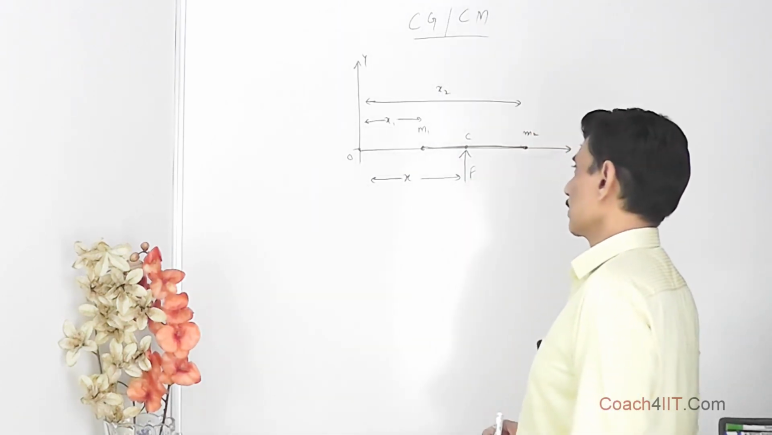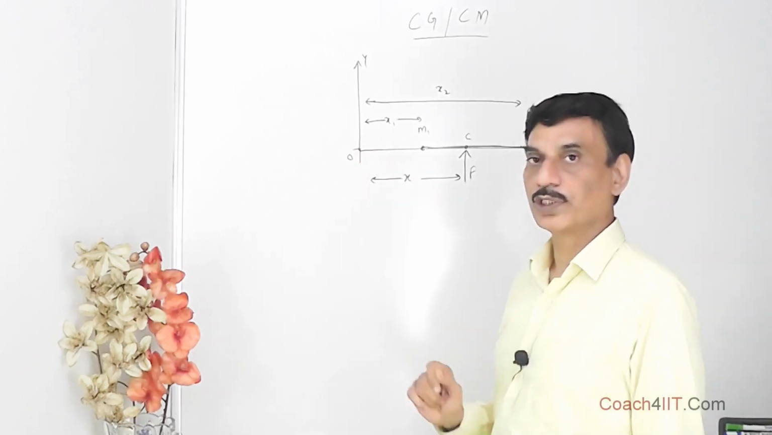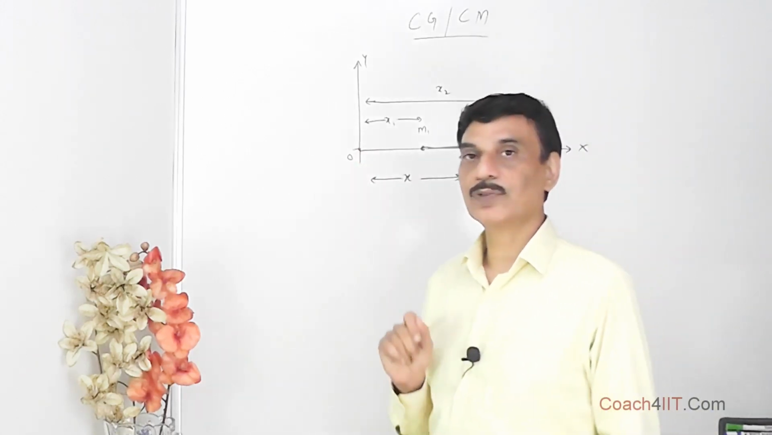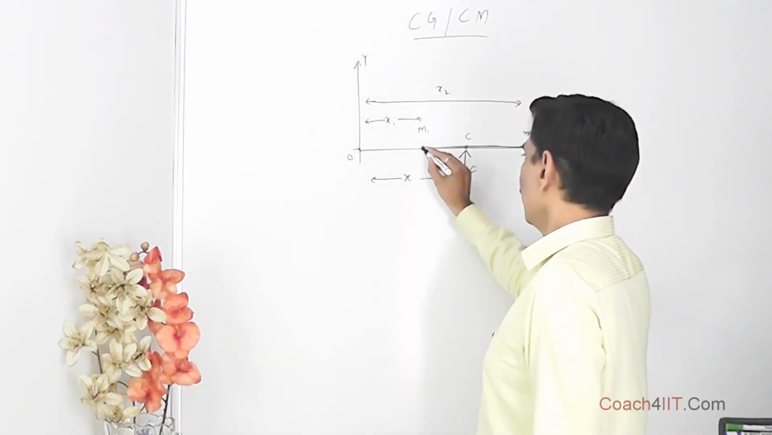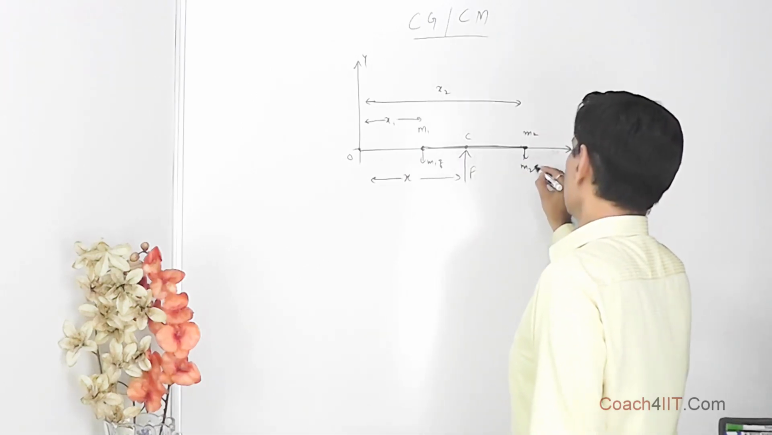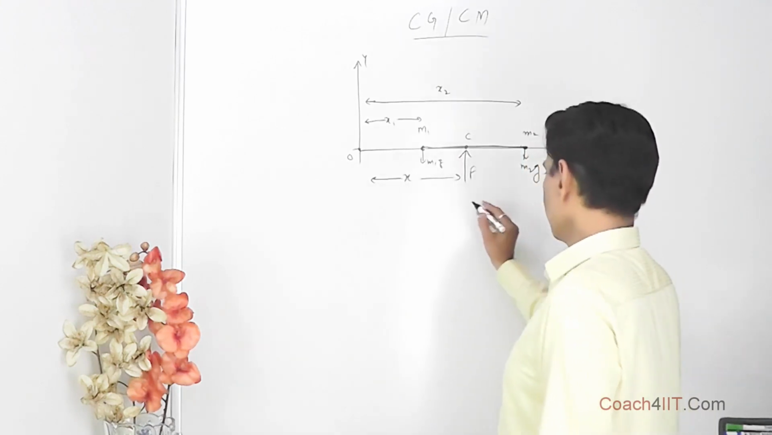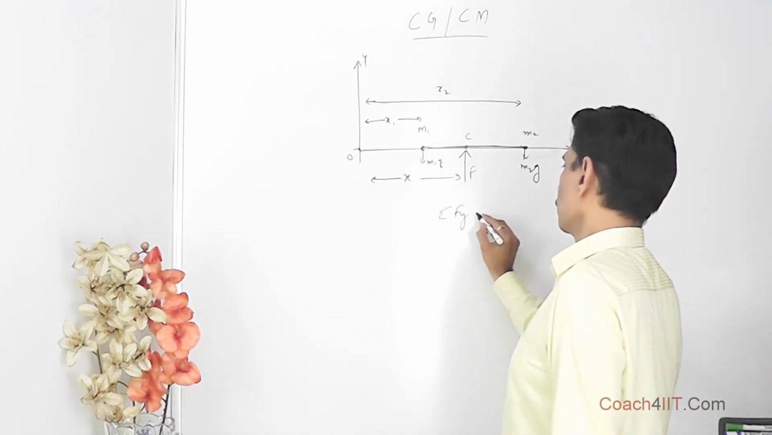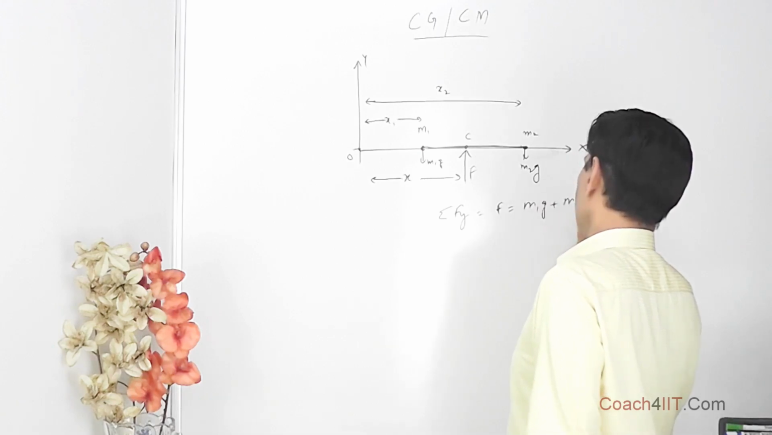Now we are interested in finding this x from the origin. With respect to the origin, what is the value of x, that is, where is the center of gravity. Over here once again m1g is in this direction and m2g is in this direction. Obviously the earth pulls all the objects towards the center. So the net force once again is equal to 0. It means F should be equal to m1g plus m2g.